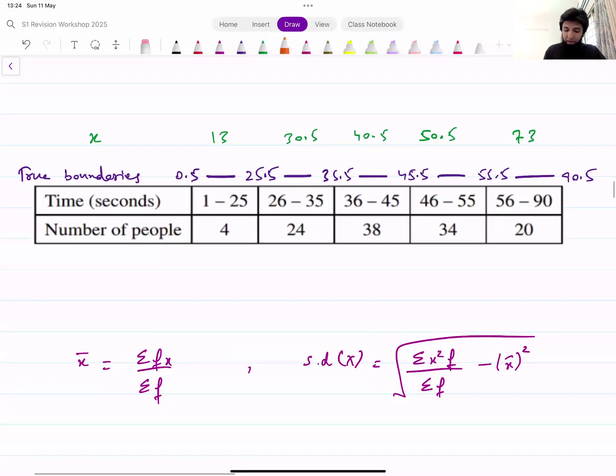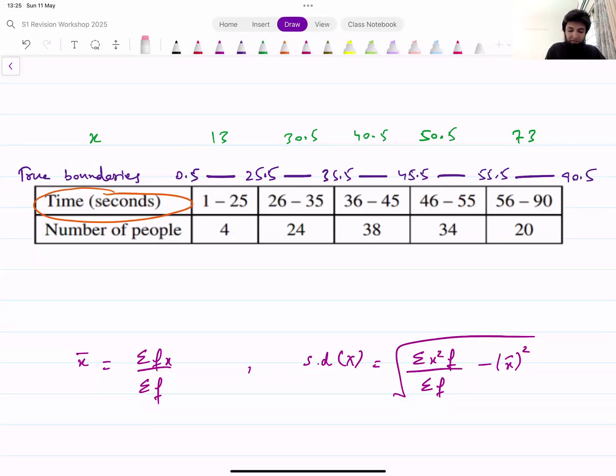How would you do that? You can say 25 is where the first interval is ending, 26 is where the next interval is starting. The actual boundary is going to be at the midpoint of these two values, and that's 25.5. Okay. Similarly, here it's 35.5, 45.5, 55.5, and using the same pattern, you can adjust on the sides as well. This is 90.5, this is 0.5. These are the actual class boundaries. We call these true boundaries of this variable, because it's time.